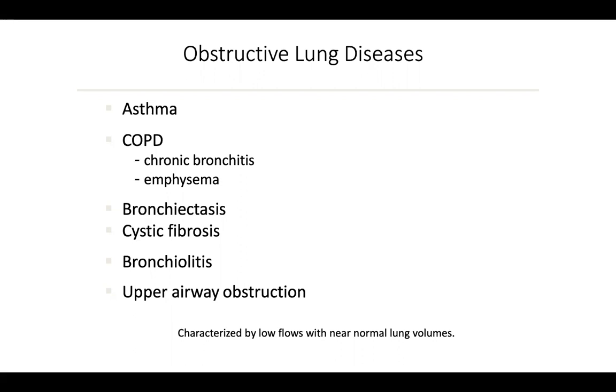In COPD, the only difference between spirometry in asthma and COPD is that in COPD, the bronchodilator reversibility test may be negative and FEV1 progressively falls. The other obstructive lung diseases that we see are bronchiectasis, cystic fibrosis, bronchiolitis, and upper airway obstruction. These obstructive lung diseases on flow volume loops are basically characterized by low flows with near normal lung volumes.